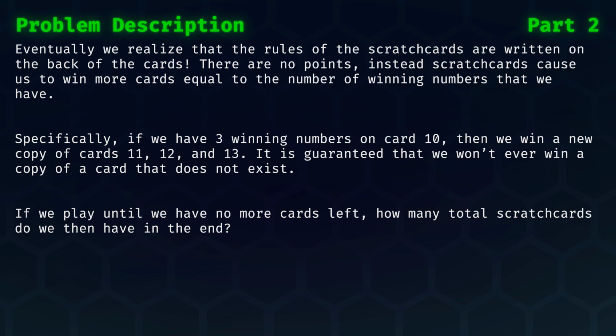Note here that we are told that it is guaranteed that we won't ever win a copy of a card that does not exist. So suppose we have 100 cards in total, then the last card, number 100, can't contain any winners by definition. Otherwise, we would win a copy of card 101, which does not exist. Now this game is finite.